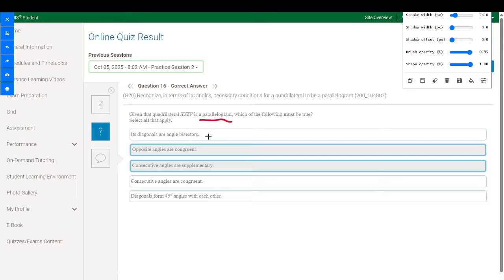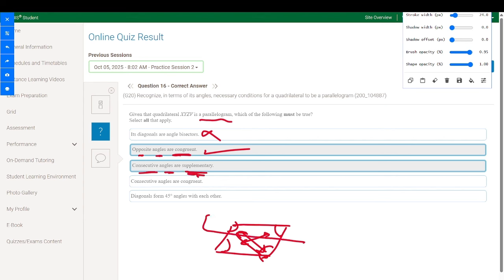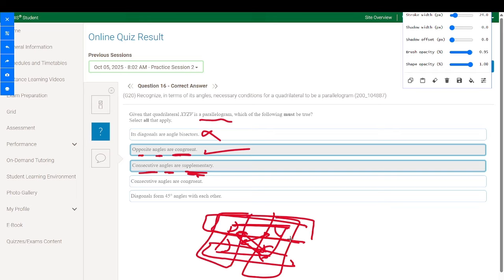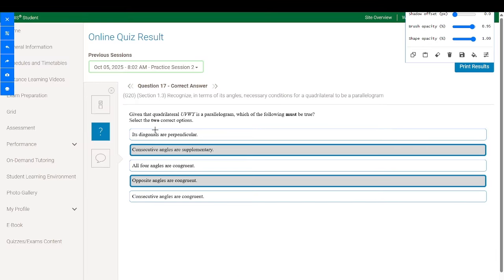Given that quadrilateral XYZV is a parallelogram, which of the following must be true? Its diagonals are angle bisectors? Wrong. Opposite angles are congruent? Yes. We have this parallelogram. Opposite angles are equal, are congruent. Now, consecutive angles are supplementary. Yes, consecutive angles means angles on the same side. Yes, they will be supplementary, and this one will be supplementary, and these two angles are supplementary, and these two angles are supplementary in the parallelogram. Consecutive angles are congruent? No, they have to be supplementary. Diagonals form 45 degree angles with each other? Wrong answer.